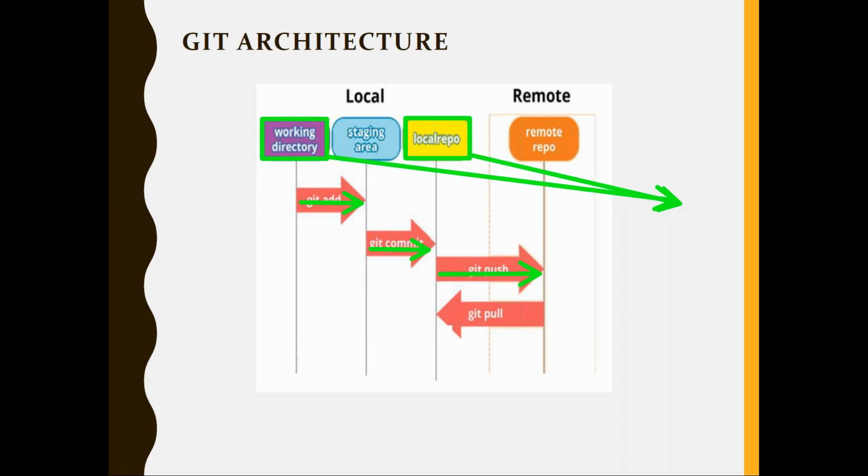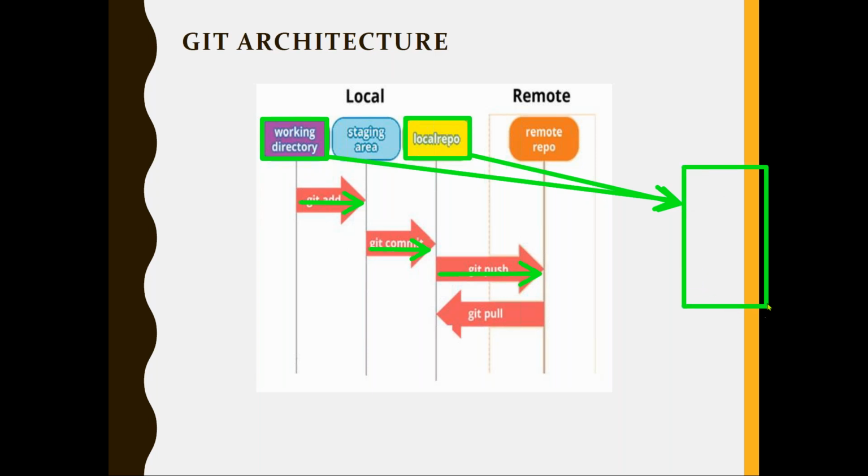Physically, it's one and the same directory. Logically, they are different. How come it's physically the same and logically different? Imagine this is all one single directory, and imagine they are overlapping one above the other. Sometimes you call it a working directory, sometimes you call it a local repository. How is that possible? How can you call it sometimes working directory, sometimes local repository? Let me explain.